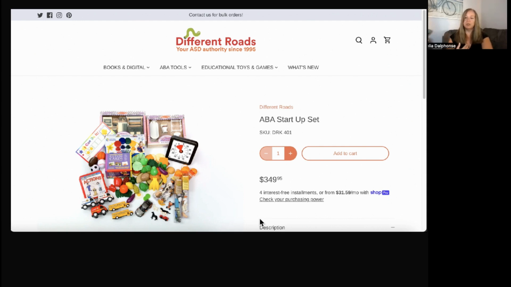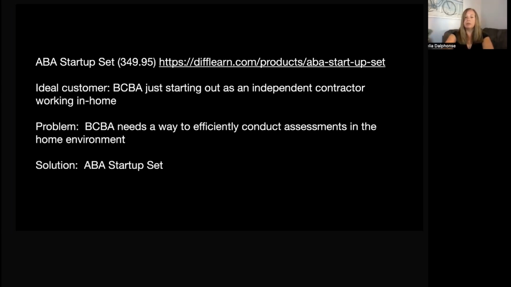And so we have to determine just from this description whether or not this is something that is going to be helpful to us. And this is a pretty expensive product. So if I wanted to market this product, what I would do is, again, create a framework. My ideal customer would be a BCBA who's just starting out as an independent contractor who's working in homes, because a clinic is likely to have a lot of those resources, but an independent contractor is going to need to have their own resources, and that's going to be especially true if they're working in homes.